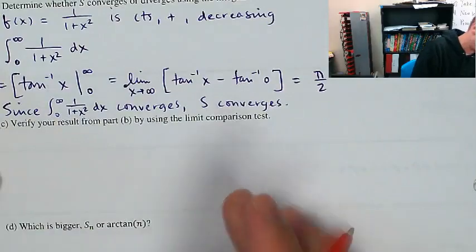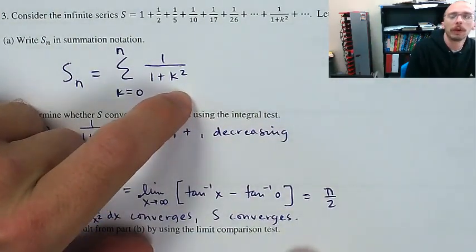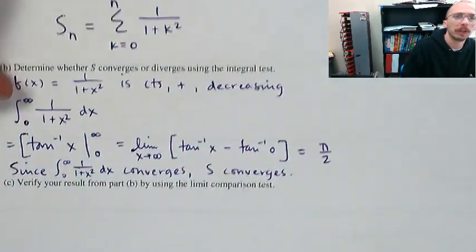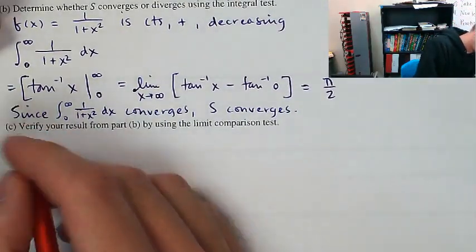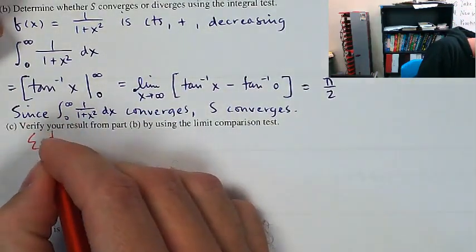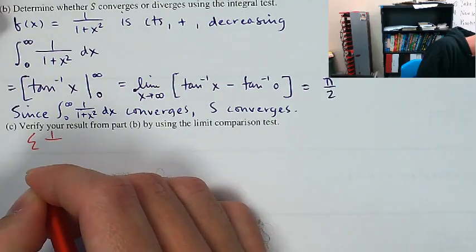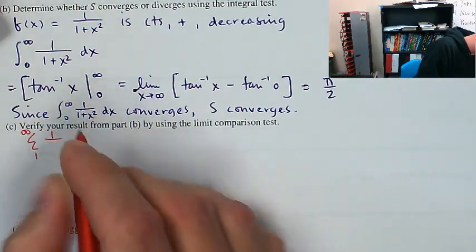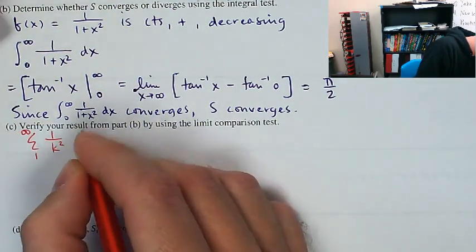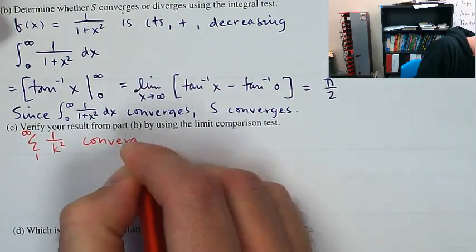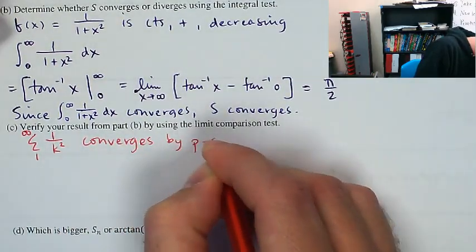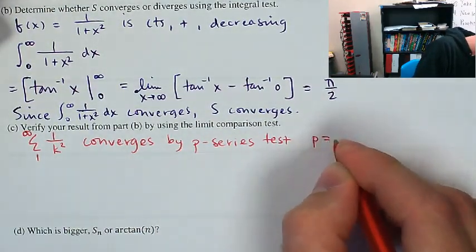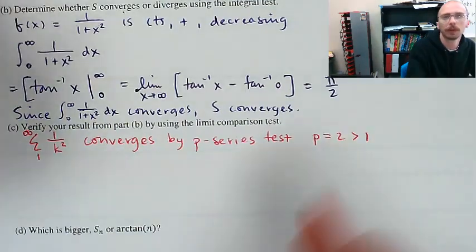All right, so I'm going to make a decision on what I'm going to compare it to first. I'm going to compare this to 1 over n squared, or 1 over k squared, the p series with p equals 2, which I know converges because p is a number that is bigger than 1.